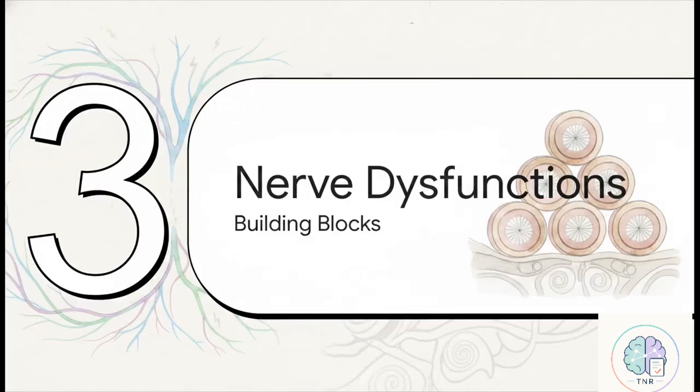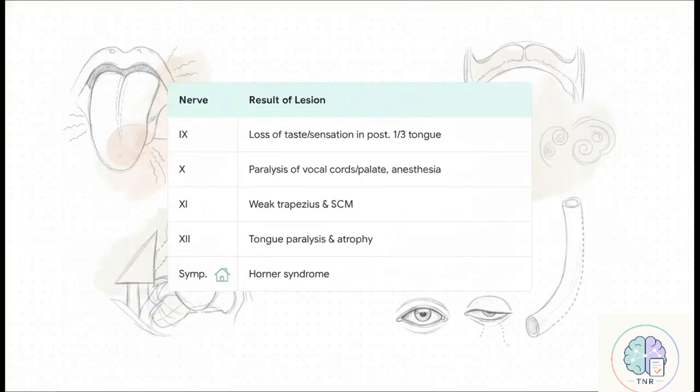Section 3, Cranial Nerve Dysfunctions. Now, before we start throwing around all those complex eponymous syndrome names, we absolutely have to define exactly what happens when each specific nerve fails. So the crucial point is grasping these isolated building blocks. If you understand these individual failures, the syndromes literally just become simple math. Let's map them out so you don't miss a thing.